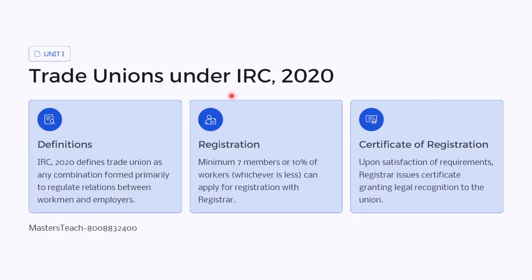So trade unions under IRC 2020. Definition: IRC 2020 defines a trade union as any combination formed primarily to regulate relations between workmen and employer. Registration: under the IRC 2020, a minimum of 7 members or 10% of the workforce, whichever is less, can apply for registration with the registrar. Certification of registration: upon satisfaction of the requirements, the registrar issues the certificate granting legal recognition to the union.